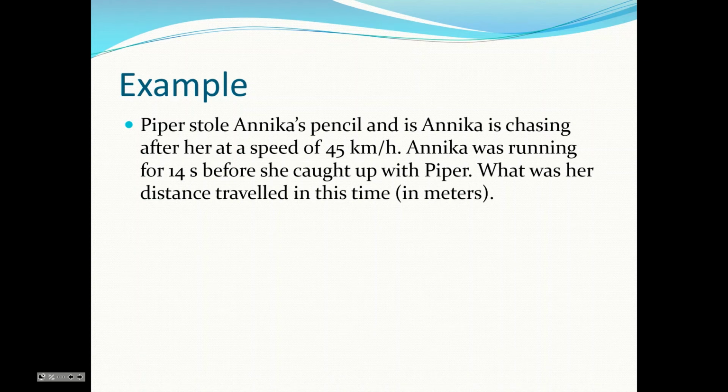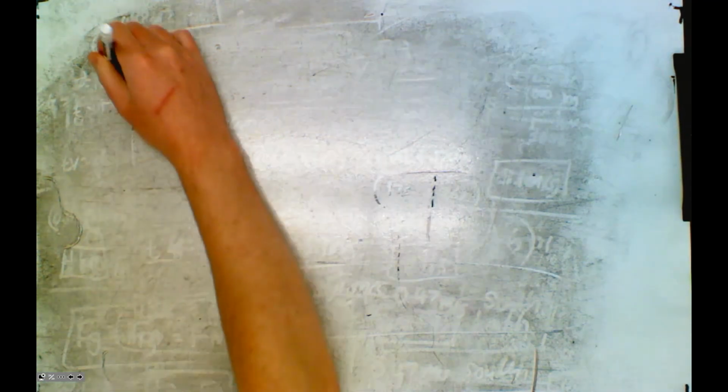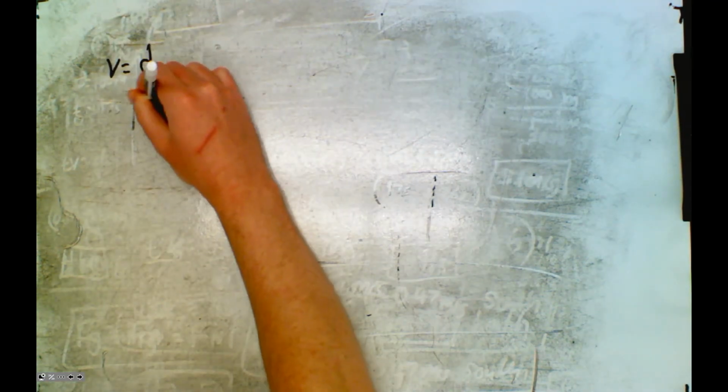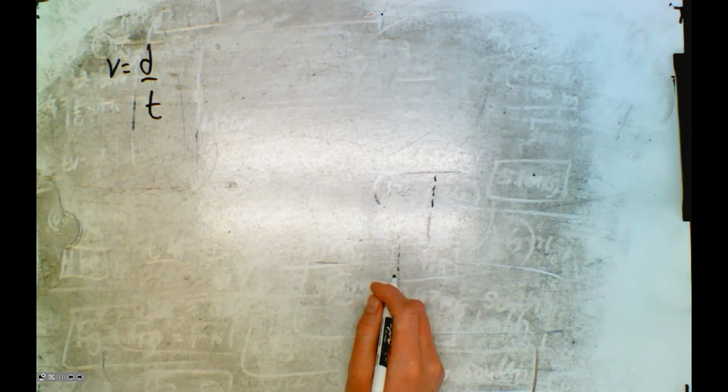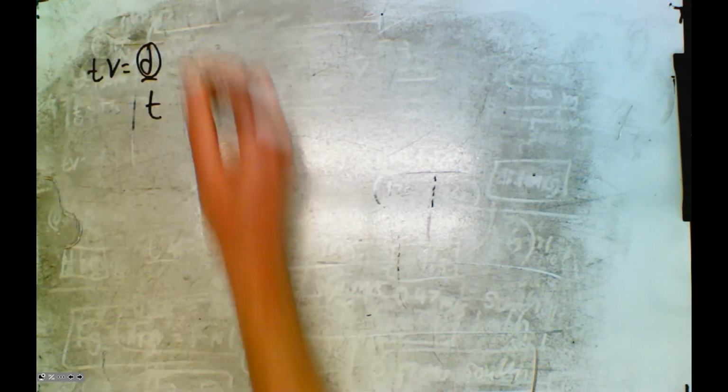Piper stole Annika's pencil, and Annika is chasing after her at a speed of 45 kilometers an hour. Annika was running for 14 seconds before she caught up with Piper. What was her distance traveled in this time? Because I'm just given a speed and a time, this is just a really simple v equals d over t style question, and that's how I'm going to do it. So I can use v equals d over t. I am trying to find the distance traveled, so I can rearrange it.